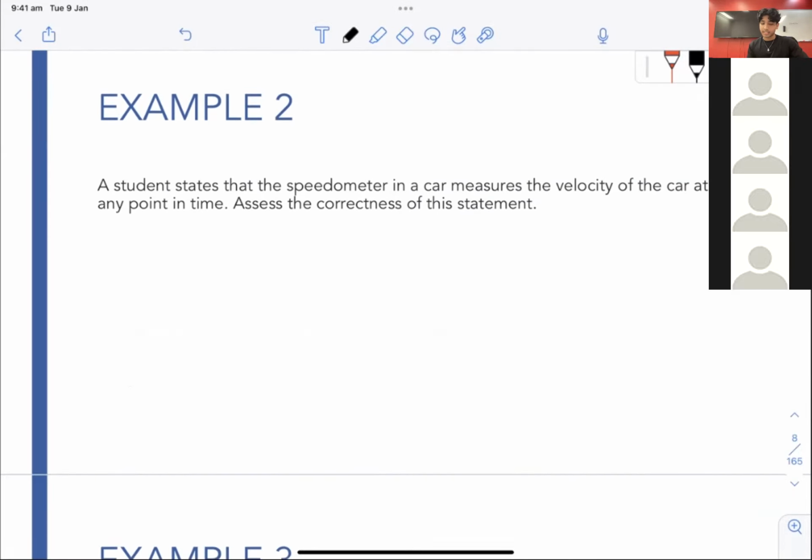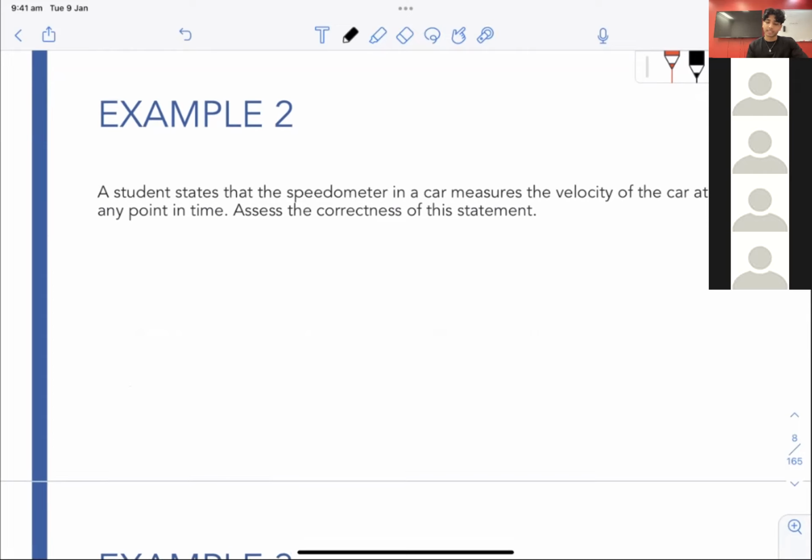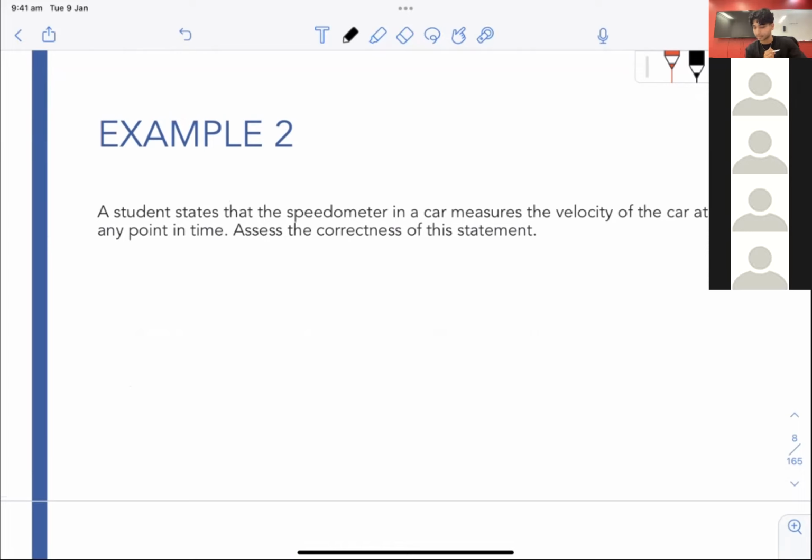Example 2: a student states that the speedometer in a car measures the velocity of the car at any point in time. Assess the correctness of this statement. Okay, so it's a worded question here, and we're being asked to assess how correct the student's statement is. All right. So he's saying that the speedometer is going to measure the velocity at any point in time.